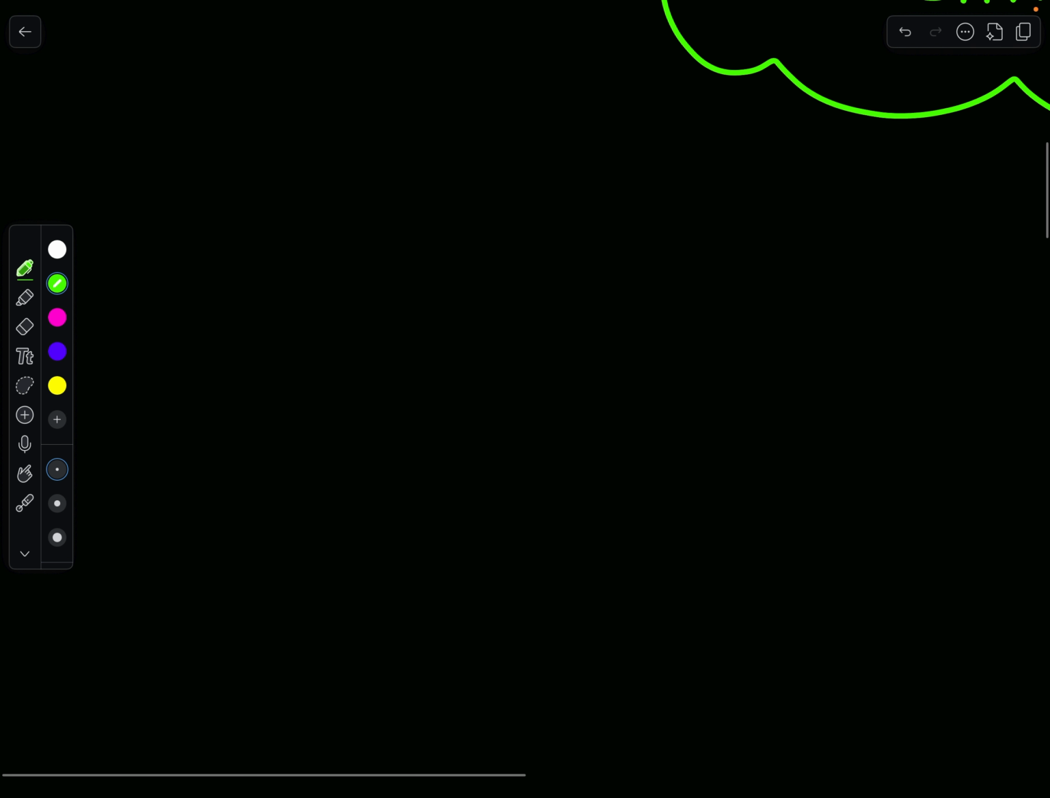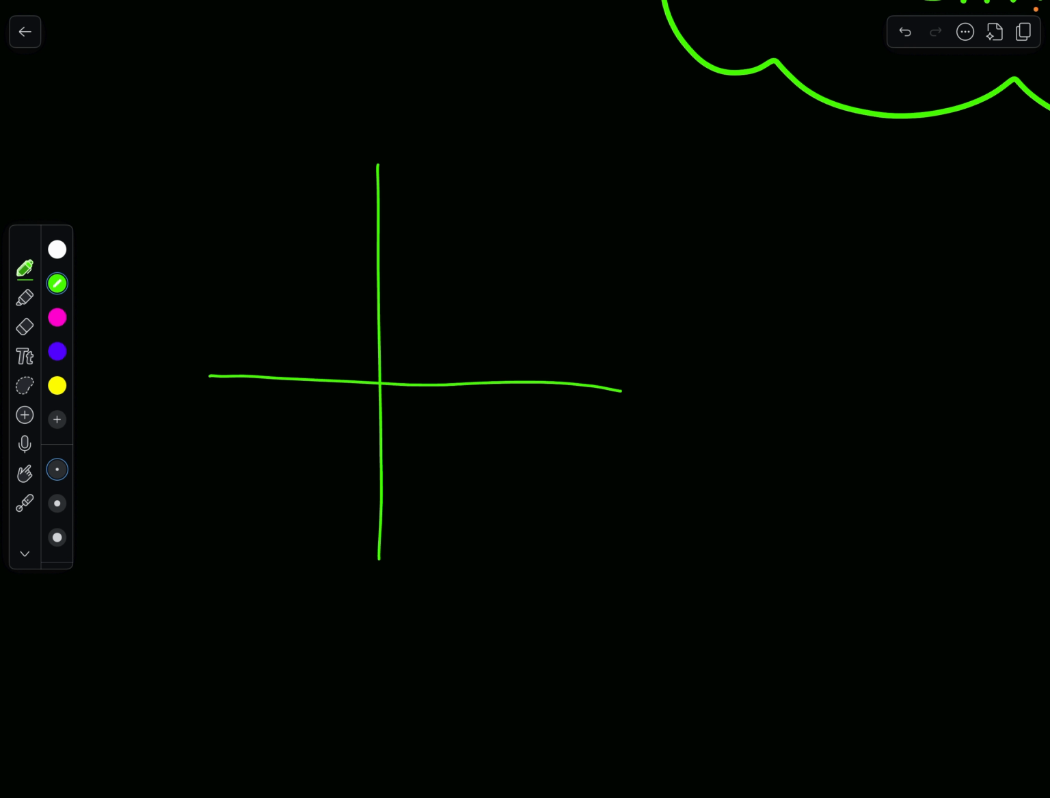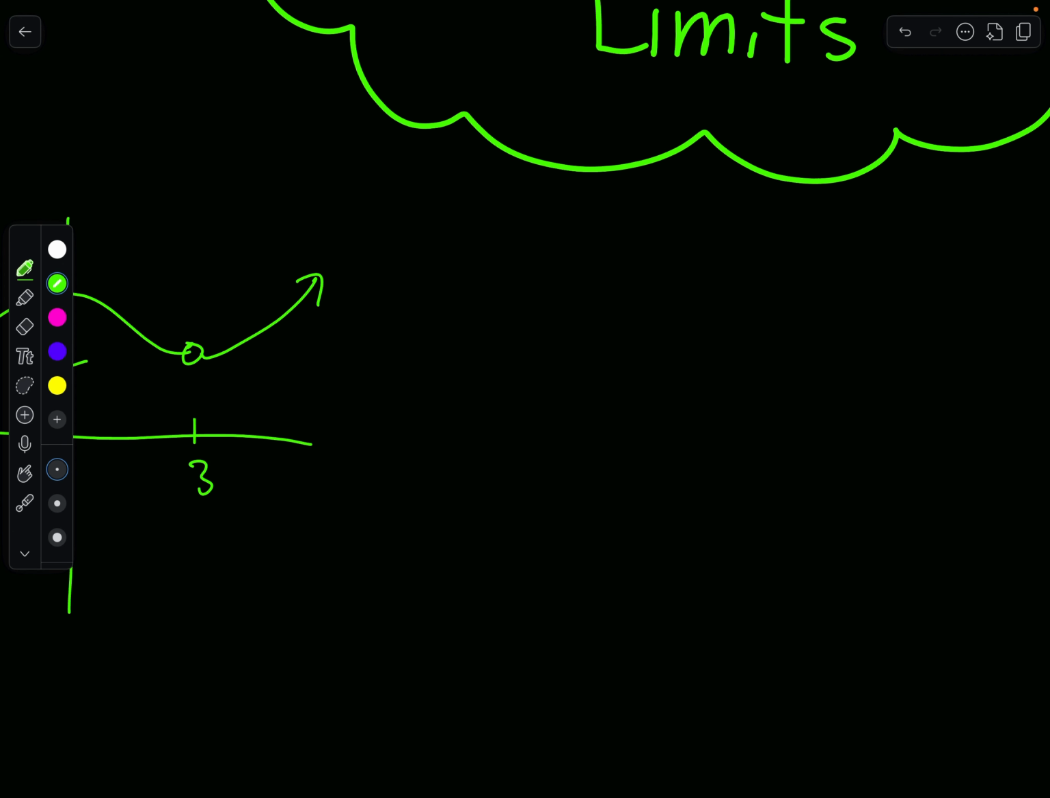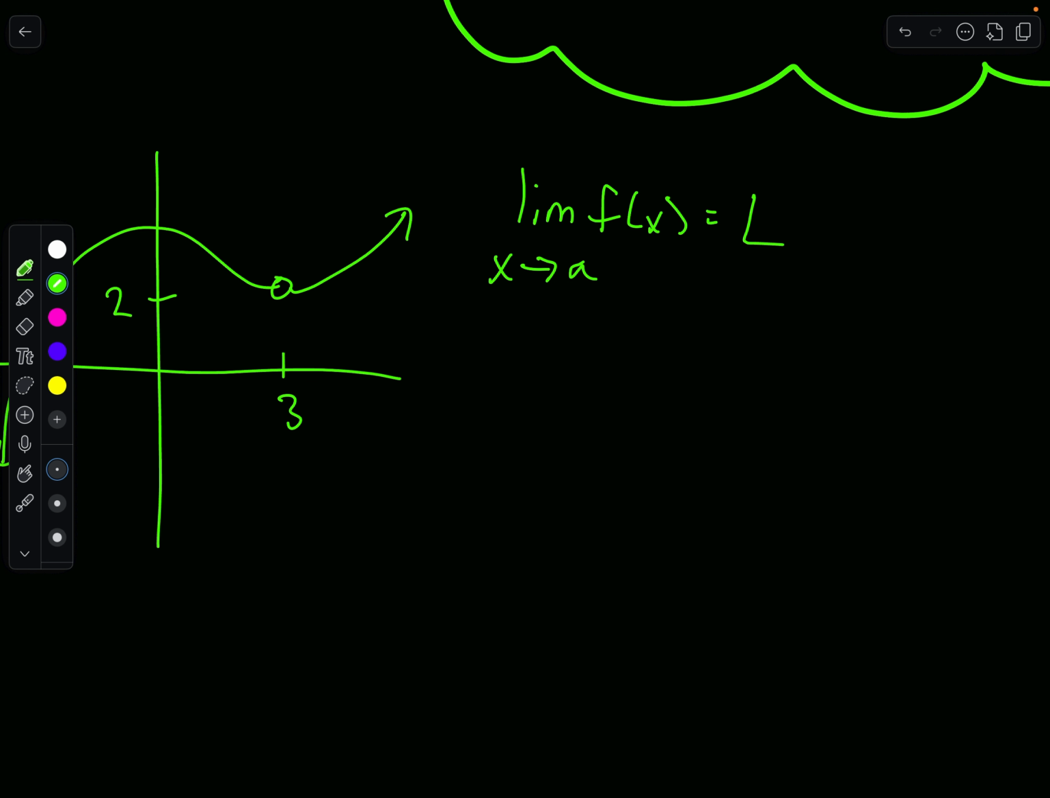We can first start off by looking at a simple graph. We have a function, but we'll say that there's a hole at x equals 3 and y equals 2. Now the notation for limits is written like this. Now in our scenario here, we write it like this. This is read as the limit of f of x as x approaches 3 is equal to 2.